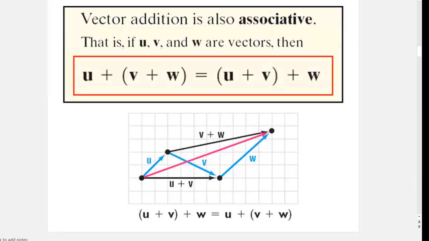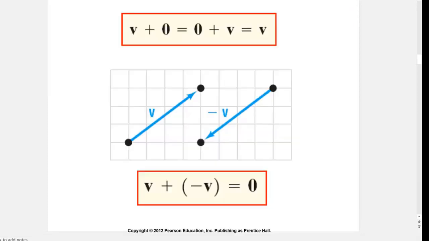They're also associative. The associative property means it doesn't matter which two I add first. For example, because these are in parentheses, I would normally add those first and then add W afterwards. But that's the same as adding V plus W first and then adding U. So vectors also have the associative property. V plus 0 is 0 plus V, which is just V. If we add no vector to the original vector, we get the original vector.